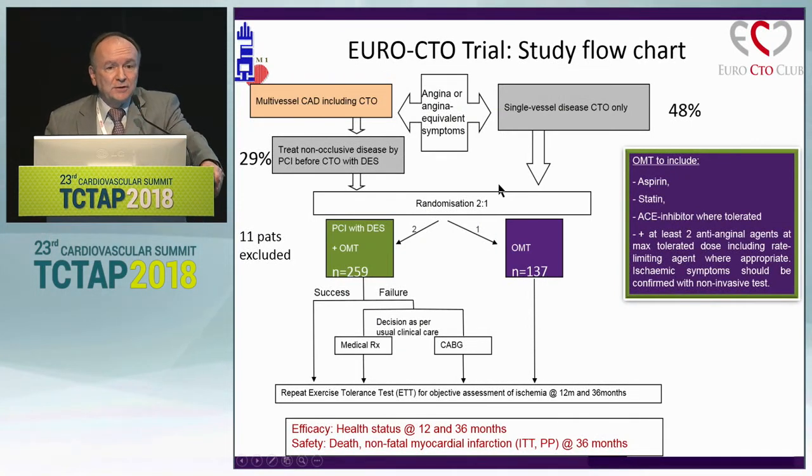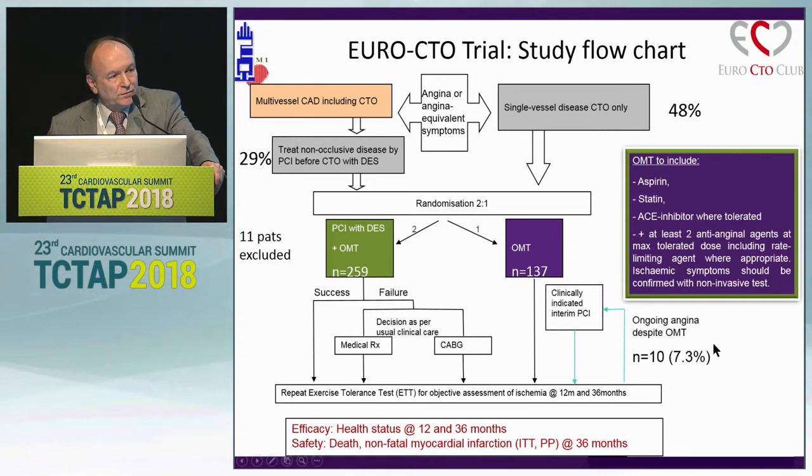Alas, we have some randomized data now. The EuroCTO trial presented 1 year ago did undertake the randomization of patients with a CTO. But note that the randomization was done after treating all non-CTO lesions. We had not very many patients, 400 patients around, but if you measure SAQ, the Seattle Angina Questionnaire, as an endpoint, that is a highly powered study. We had not many crossovers, so actually our analyzers could relate to on intention to treat.